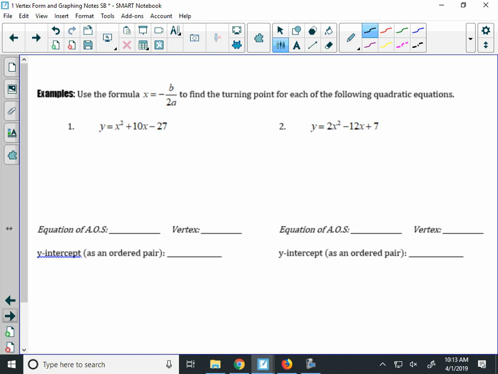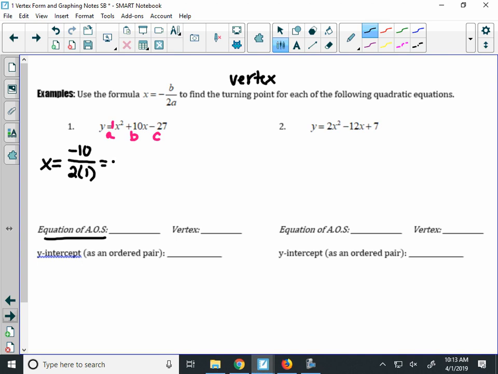Alright, so we've done some stuff with standard form. Let's work a little with this opposite of b over 2a formula, and then we'll get to the new version of a quadratic. Use the formula x equals the opposite of b over 2a to find the turning point, that would be the vertex, of each quadratic function. So if I have x squared plus 10x minus 27, you need to know that a is the coefficient in front of the x squared, b is the number in front of the x, and c is the constant. Now to find the x value, our equation of the axis of symmetry, we take x equals the opposite of b, so negative 10, divided by 2 times 1.